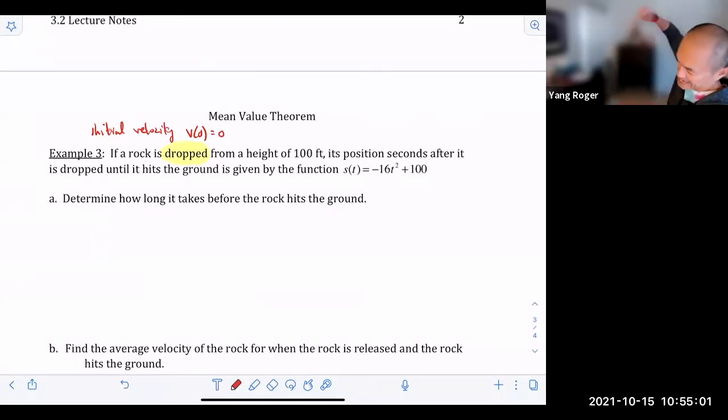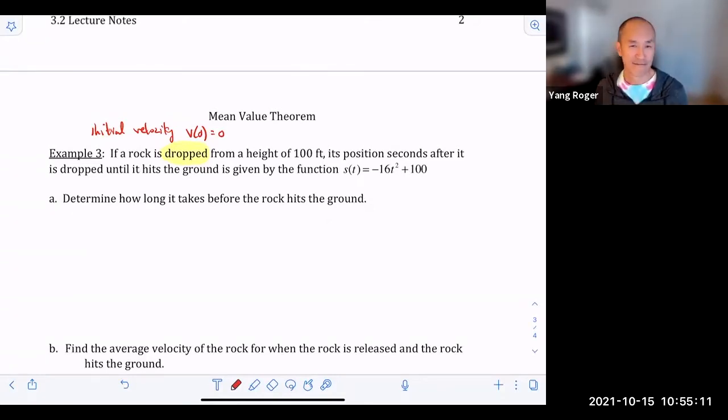If I threw it down at 10 meters per second, then the initial velocity V0 would be -10. If I threw it up at 10, I think it's feet per second, sorry, then my initial velocity would be +10 feet per second. It's positive if it's going up, negative if it's going down. But in this case, it's just 0 because we're just dropping it.